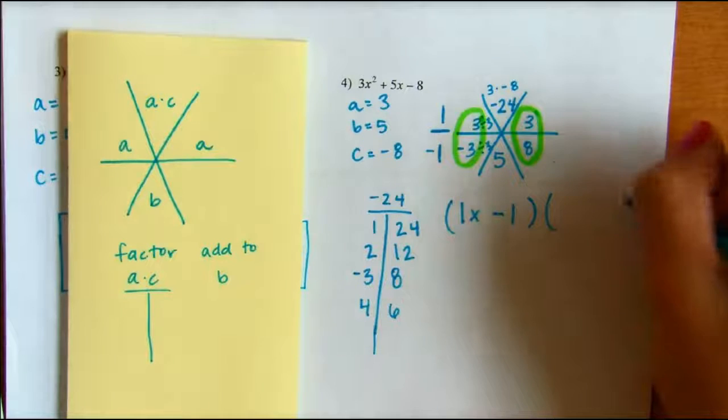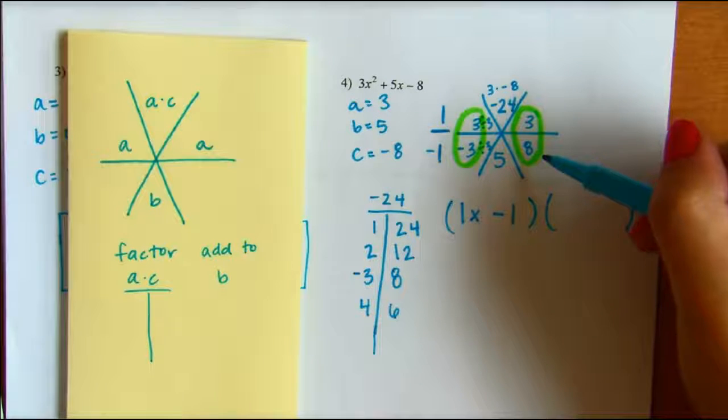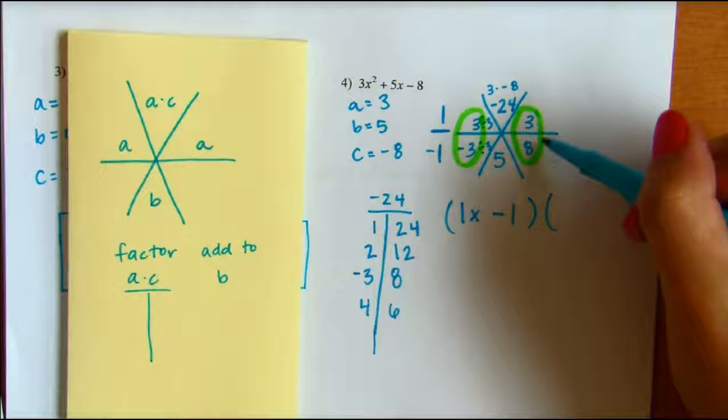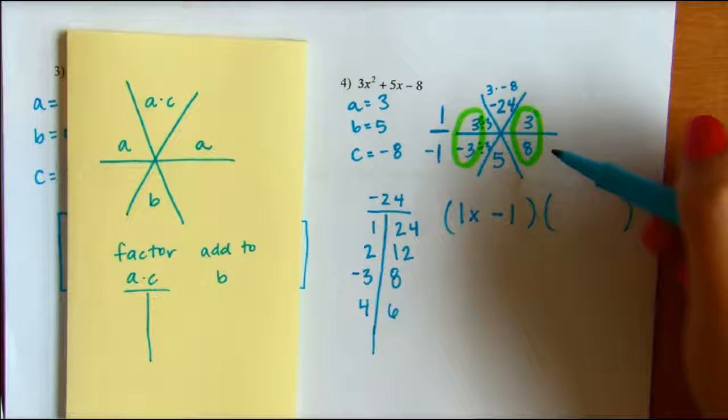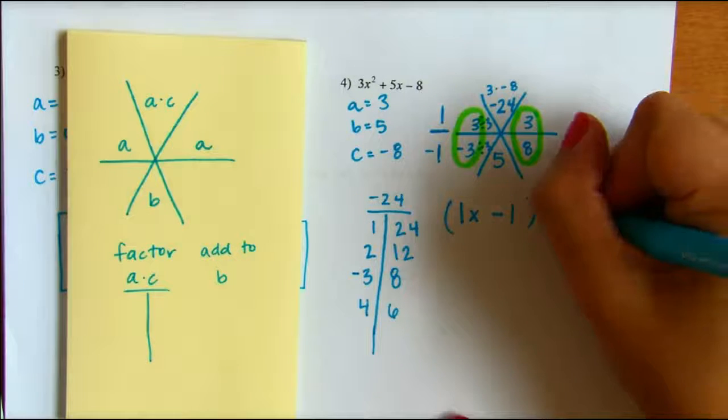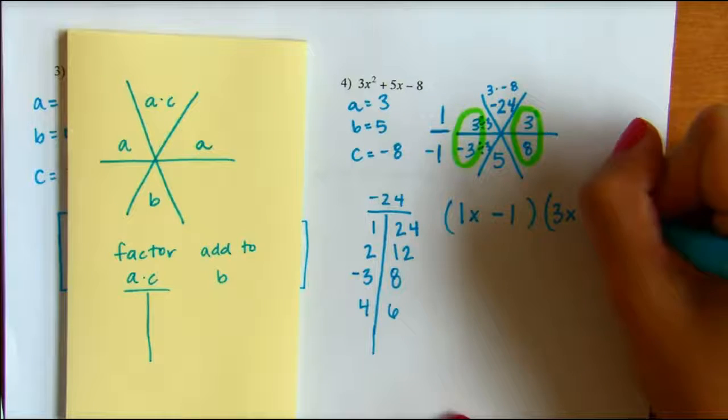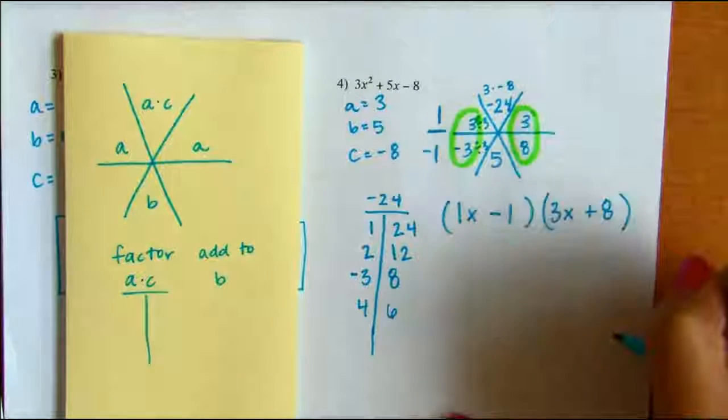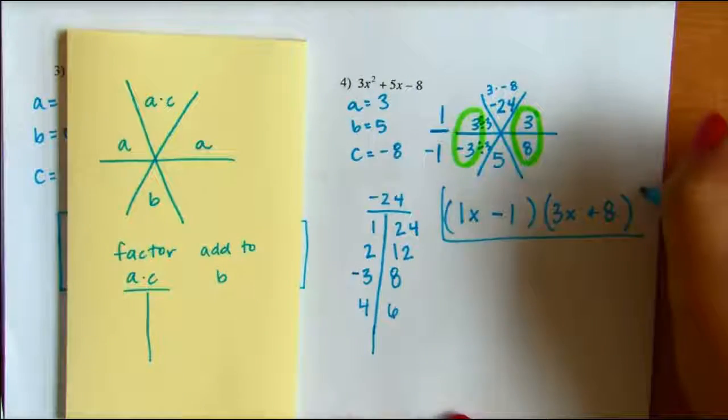Looking at the second pair, 3 over 8. There are no common factors that go into 3 and 8, so this one's going to stay the same. I'm going to have a 3x, and then I'll have a plus 8 at the end. And that'll be it.